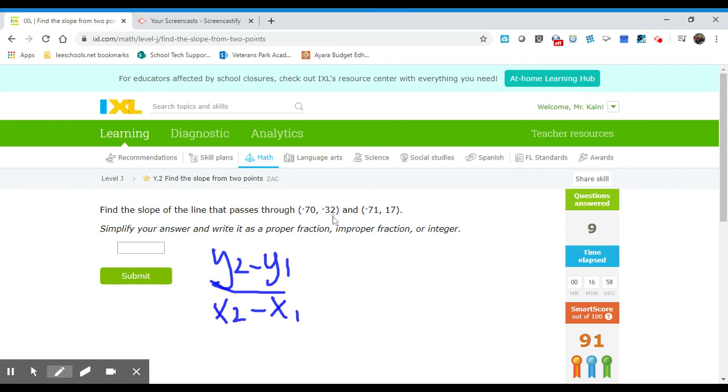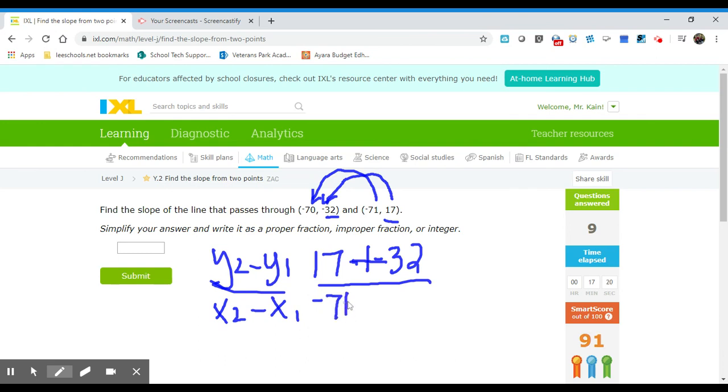So look at our y's. Which one's larger? 17 is larger than negative 32 because it's positive. So let's do 17 minus negative 32. And right away, let's just change this to a plus. And since we went 17 this way, we have to go negative 71 this way. So let's do negative 71 minus negative 70, which makes it a plus. We'll change that.